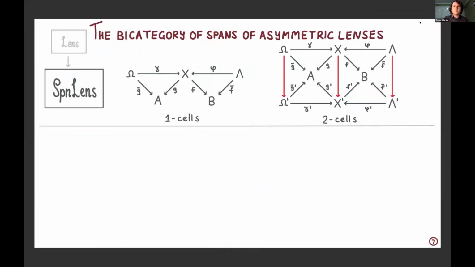Now, I'm shortly running out of time, but let's see if we can get through the rest of this. We can construct this bicategory of spans of asymmetric lenses. And so asymmetric lenses sit inside this bicategory of spans of asymmetric lenses. Now, the interesting thing about this bicategory is that the 2-cells are not what you would first expect. The 2-cells are just given by these red arrows here, which make everything in this diagram commute. Whereas normally you would expect a 2-cell to be some kind of lens from X to X dash. And so the paper goes into more detail about how we actually construct this kind of interesting bicategory.